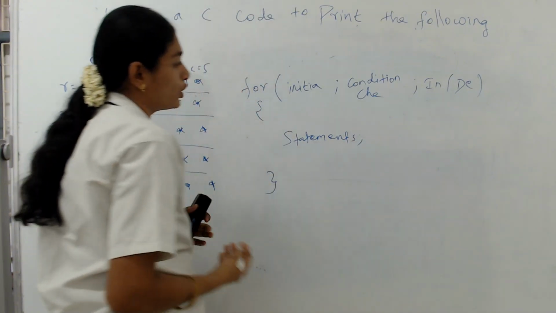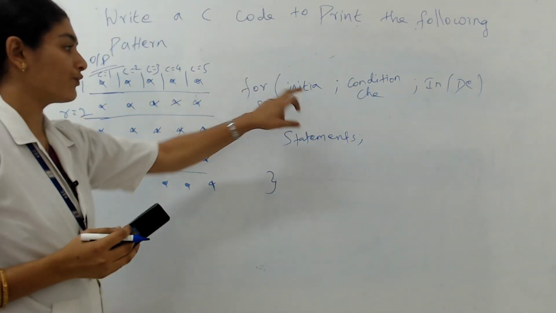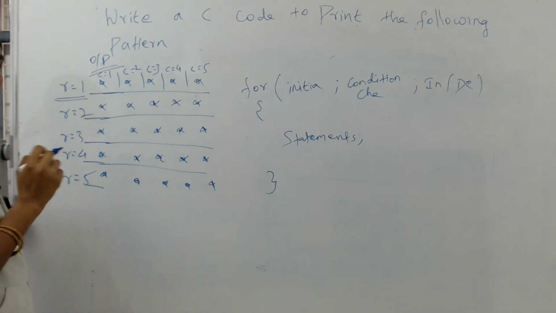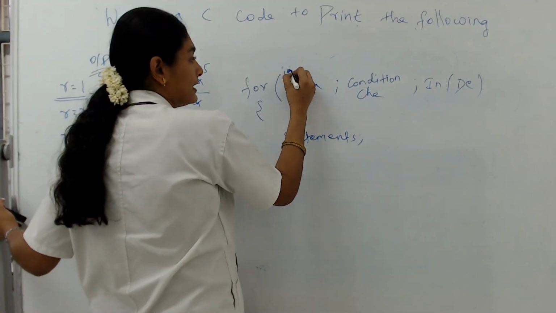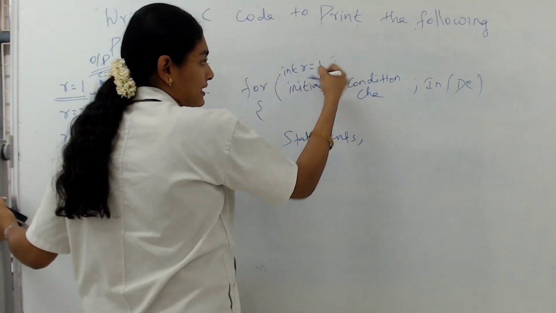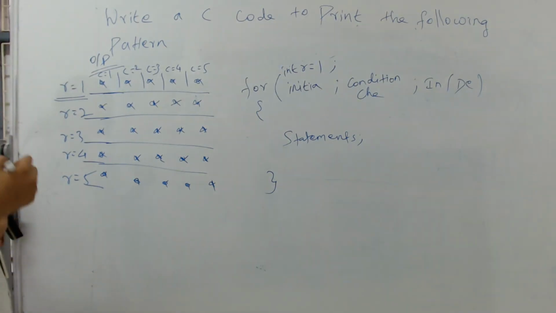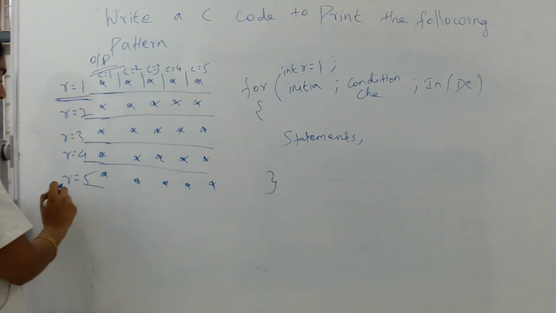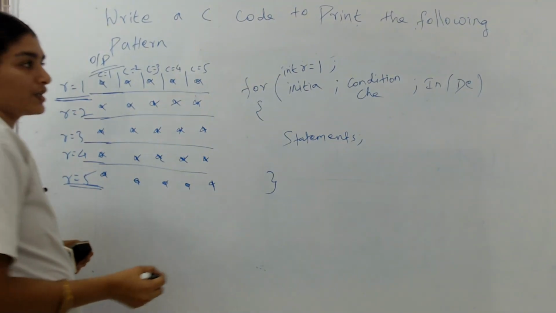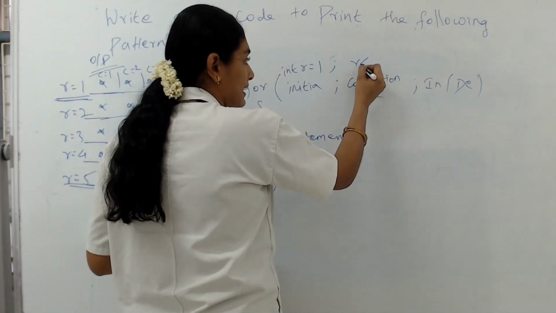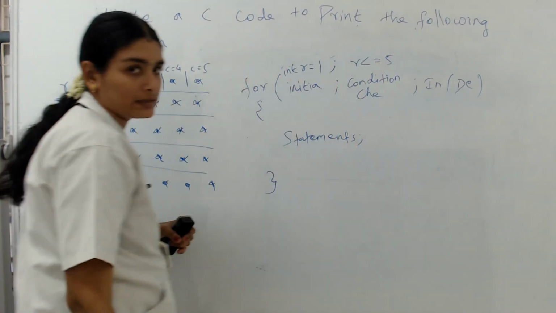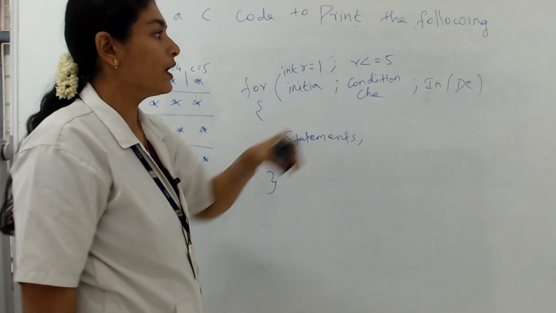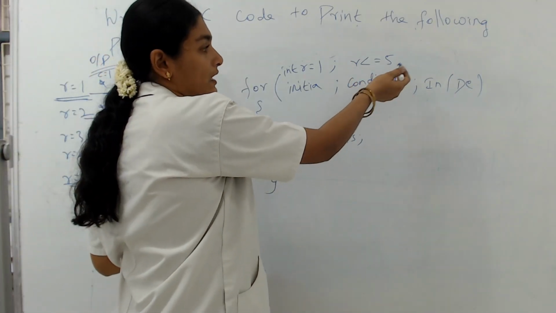What is the syntax of for loop? For initialization, for this case consider row. What is the starting value of row? Which is 1. That is known as initialization. So for int r equal to 1. Next one is condition checking. Here what is the condition? R value starts from 1 and ends with 5. So write your condition like this: R less than or equal to 5. Starting value of R is 1, and total number of rows count is 5. So I am writing my condition as R less than or equal to 5.